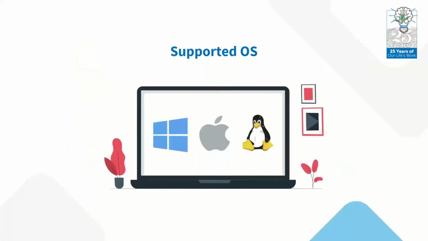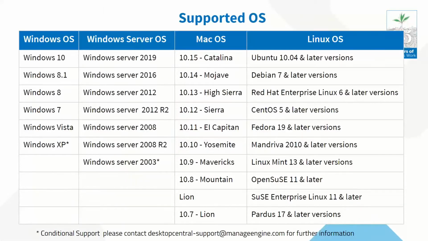The different operating systems that we support are Windows, Mac, and Linux. This is the list of the supported operating systems that we offer. In case you do not find any of the operating systems that you want to manage in this list, please feel free to drop an email to the support team. The support team's email is at the bottom of the screen, desktopcentral-support at ManageEngine.com. Feel free to send your email with information about which operating systems you would like to manage, and if you need clarification regarding the supported operating systems, our technician will get in touch with you.